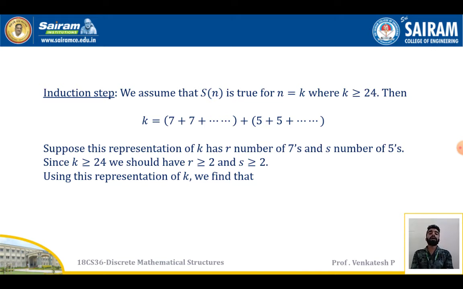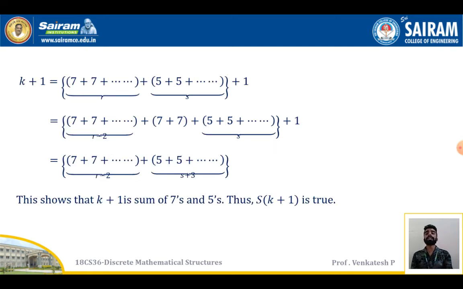Now, the next thing is, I want to represent k plus 1 as true. Here k is there, so for k I am writing 7 plus 7 plus 7 and so on, 5 plus 5 plus 5 and so on. Now I am going to prove the statement is true for k plus 1. To prove k plus 1, I am going to add plus 1 on both sides. After adding plus 1, I will be getting k plus 1 equal to 7 plus 7 and so on for r times, 5 plus 5 plus 5 for s times, plus 1, since I am adding 1 on both sides here.